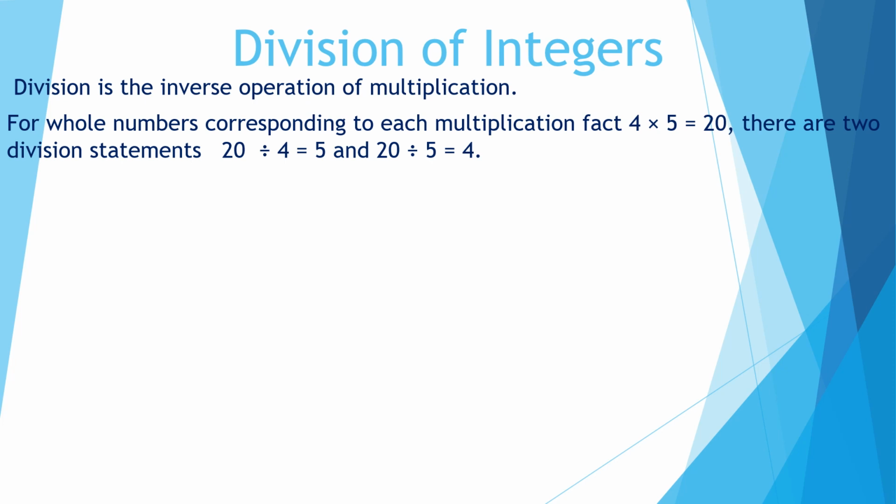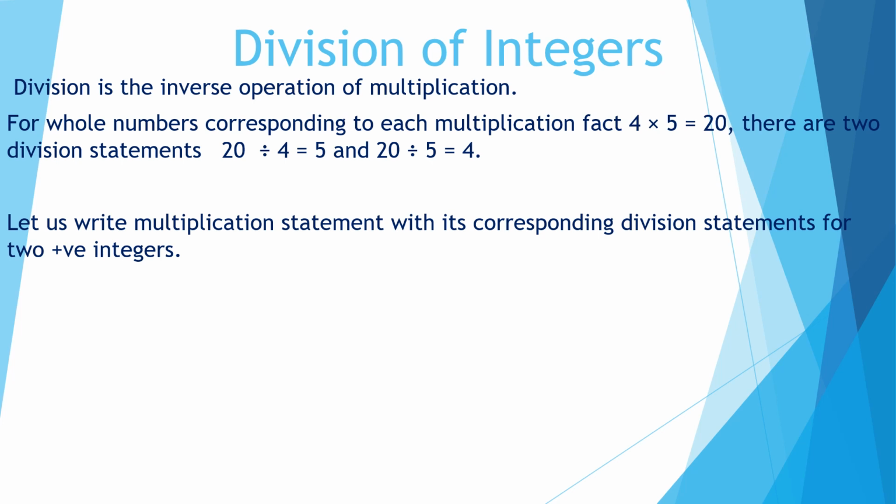Now for whole numbers, corresponding to each multiplication fact, there are two division statements. Now 4 into 5 is 20. Now 20 can be divided by 4 to get 5 and 20 can be divided by 5 to get 4.